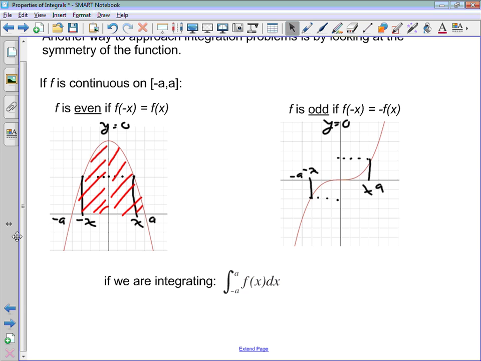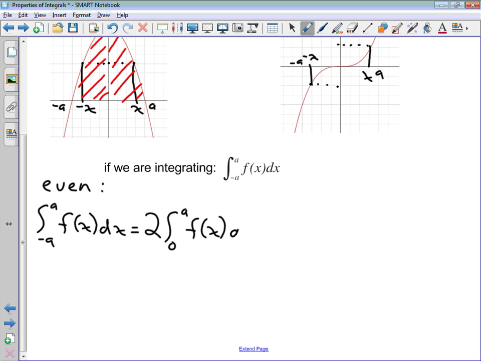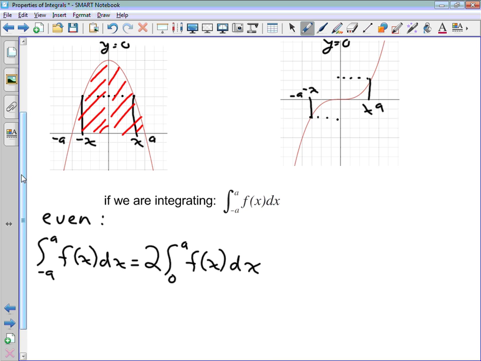So for an even function, this integral from negative a to a of our function f at x dx is equal to 2 times the area from 0 to a of our function. Okay? So we can do half of this integral from 0 to a and then just multiply it by 2 because we know that this is a symmetric function.